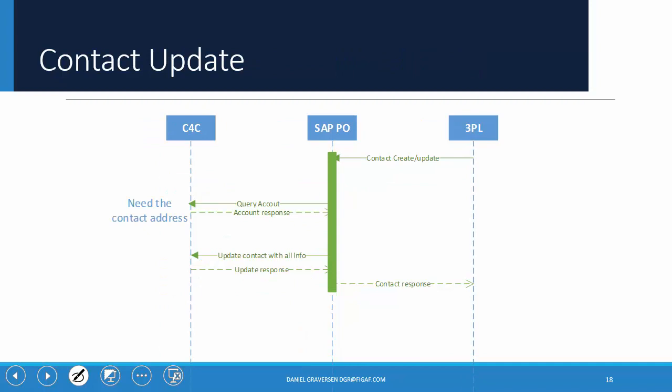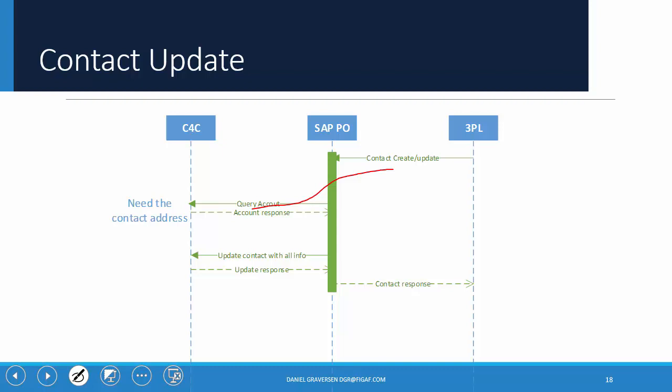Next was, did I miss one? Contact update. Here we created the same flow. We just queried the account. When we update a contact, we want to be able to put it at the right address, and that was causing some issues. How we dealt with that: we needed to get an address for the customer. We did that by querying the account, got all the information back, and then we just updated, added the contact.